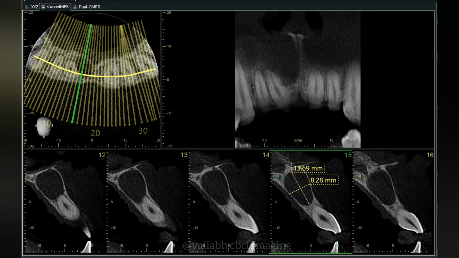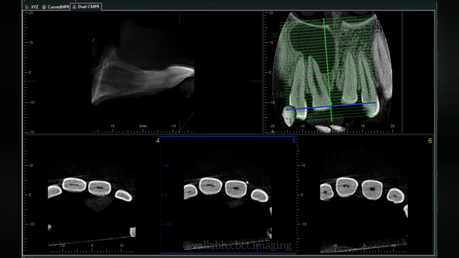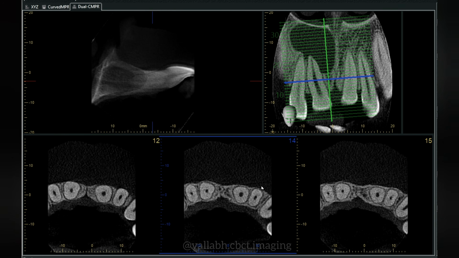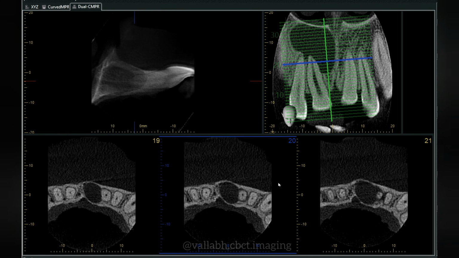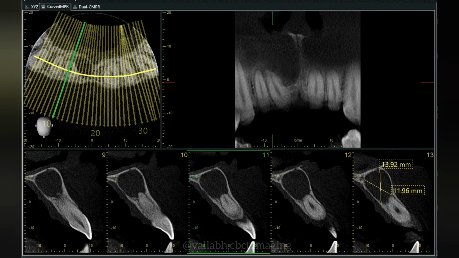This is measurement 1 and this is measurement 2. Also to note, this is the labial cortical plate and this is the palatal cortical plate. We can see there is evident thinning of both the labial and the palatal cortical plate because of the marked expansion of the lesion. Similarly, this lesion can be studied in axial cross sections also. This is the occlusal aspect. As we go down, this is the root region. You can see the expansile nature of the lesion, expanding both labially and palatally.